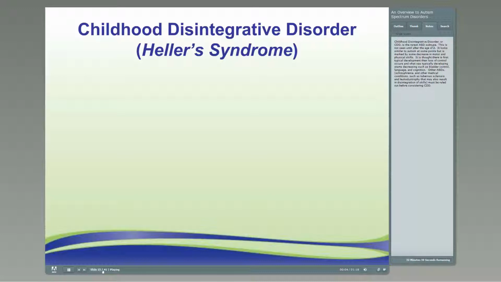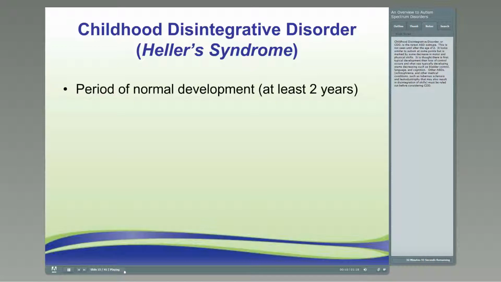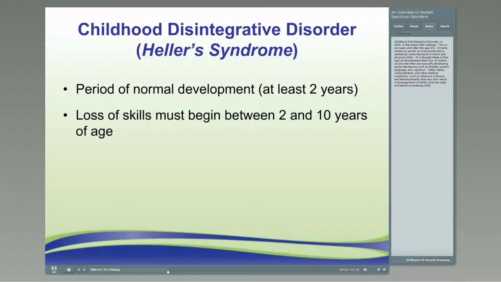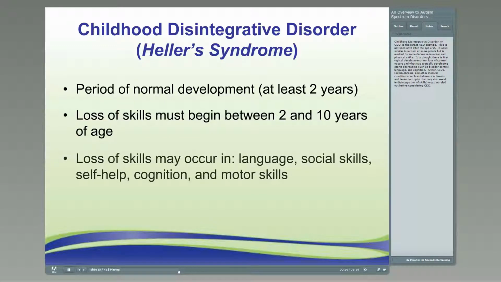Childhood Disintegrative Disorder, or CDD, is the rarest autism spectrum disorder subtype. Characteristics of this disorder are not seen until after the age of 2. They look similar to autism in some ways, but the condition is marked by a decrease in motor and physical skills. After a period of what appears to be typical development, a deterioration in skill areas such as bladder control, language, and cognition begins to emerge. Other autism spectrum disorders, psychiatric and medical conditions such as tuberous sclerosis or leukodystrophy that may also result in disintegration of skills must be ruled out.